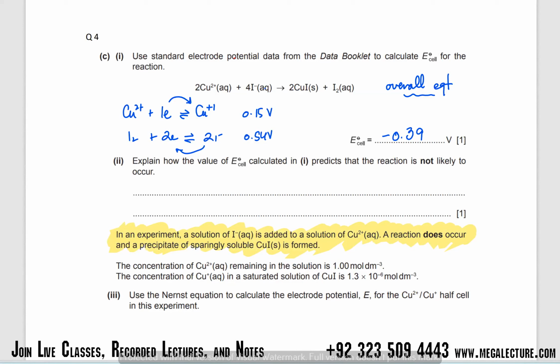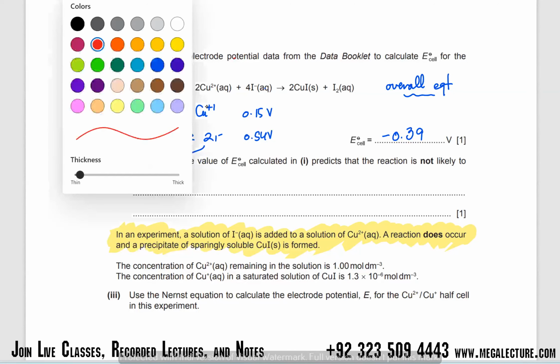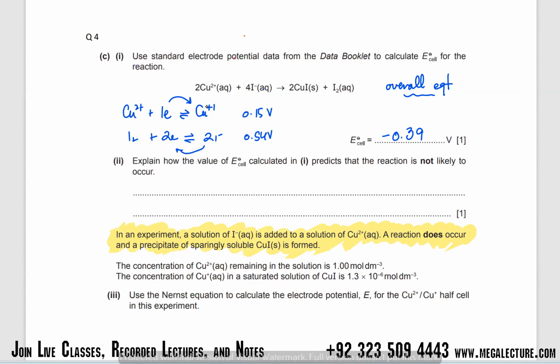Was there any idea why you're getting a reaction in reality? No, I'm not too sure. So now they used the word sparingly soluble copper iodide, right? So what ions are present? Copper plus 1 and I minus 1, right? So that means it's not soluble, it's sparingly soluble. So that means in your solution, the concentration of copper plus 1 and I minus 1 is going to be very, very low.